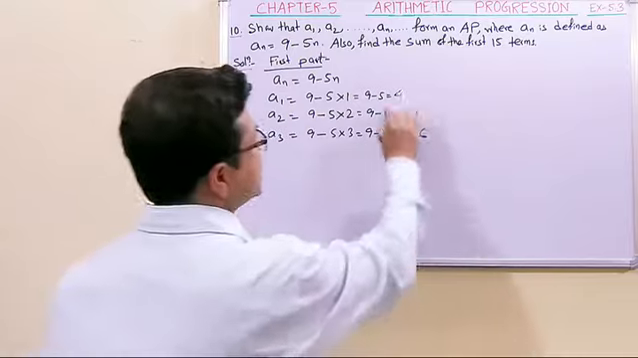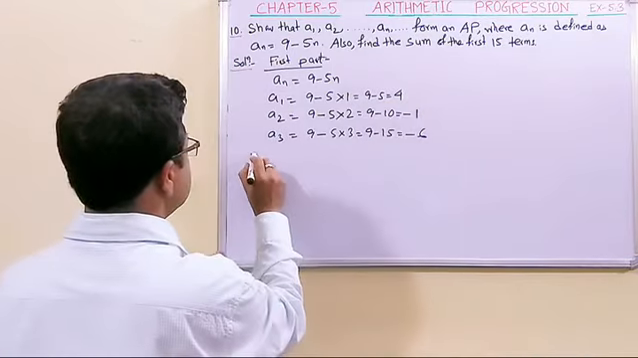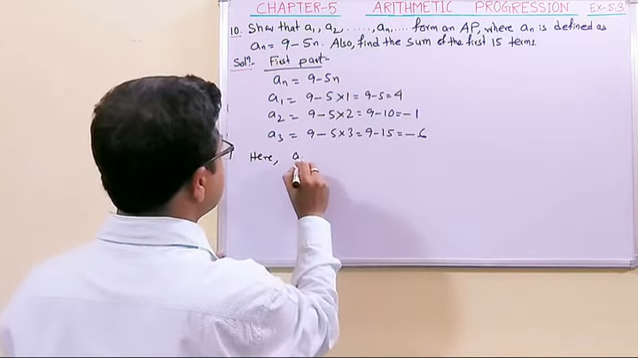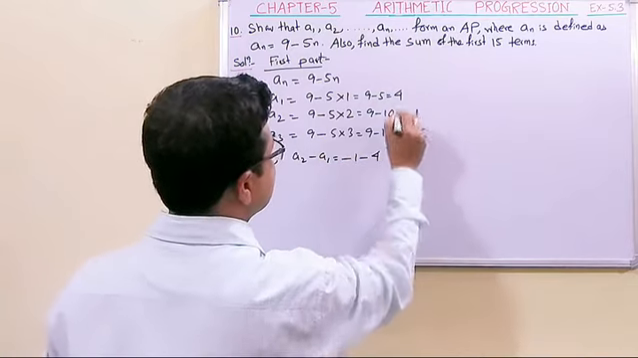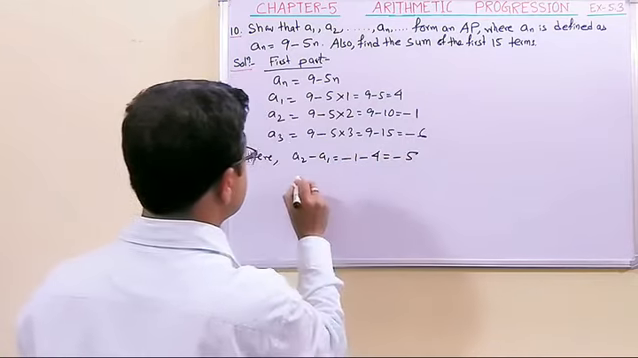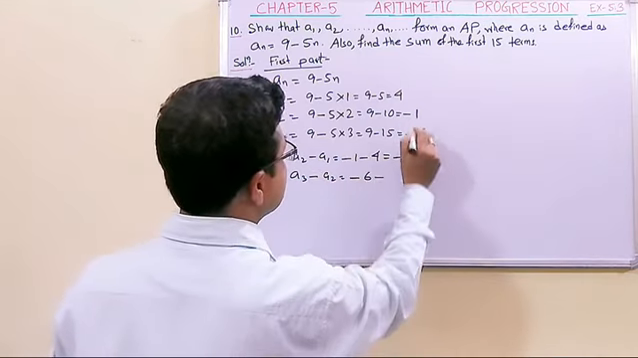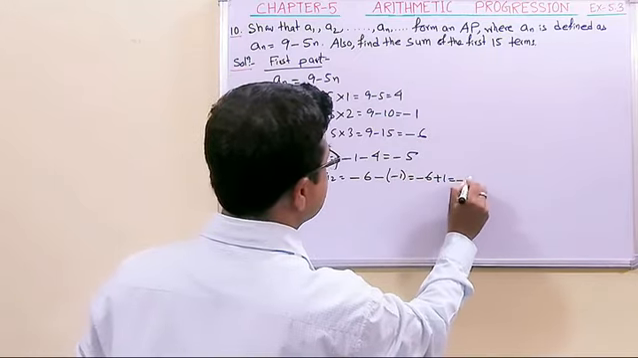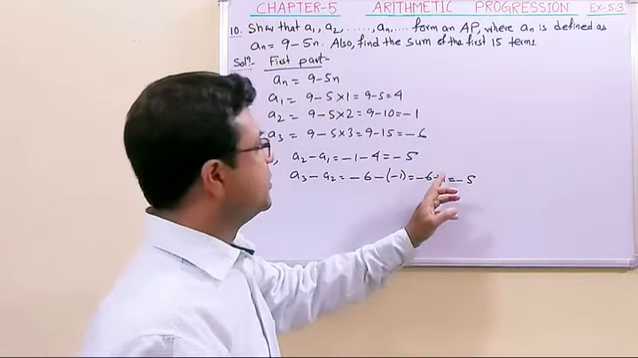Okay students, now let us check the difference between two consecutive terms. Second term minus first term, a2 minus a1, minus 1 minus 4, is minus 5. a3 minus a2, minus 6 minus of minus 1, so it is minus 6 plus 1, which is minus 5. Now what we observe is that the difference between two consecutive terms is the same, so it is an AP.